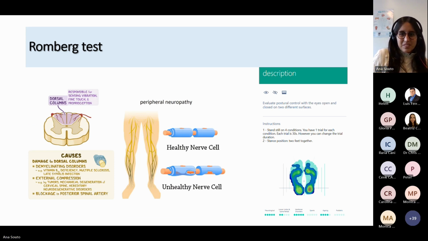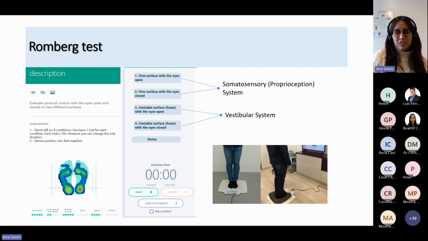So the test is positive if the patient loses balance with their eyes closed. They maintain balance with eyes open, but then they close their eyes and they lose balance. This means an increased body sway, placing one foot in the direction of the sway, or losing balance, so falling. This suggests a proprioceptive dysfunction.